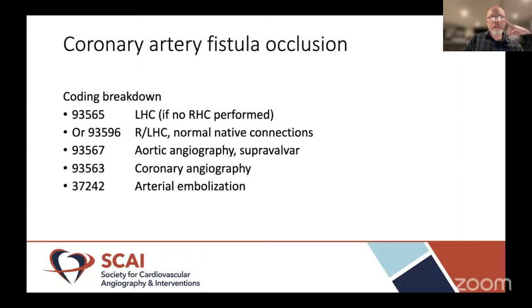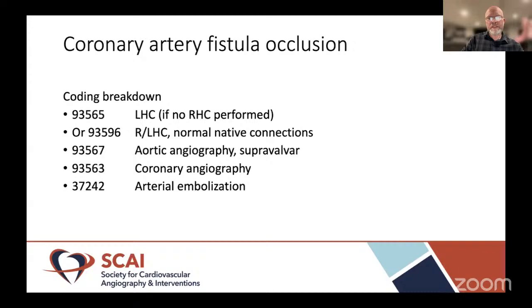This was mentioned briefly by Guru in some of the venous stuff, and the same topic applies, meaning that the injections you do here are for diagnostic purposes. Then you move on and you do the 37242 for the arterial embolization. That includes the embolization and further siting and road mapping and things like that.